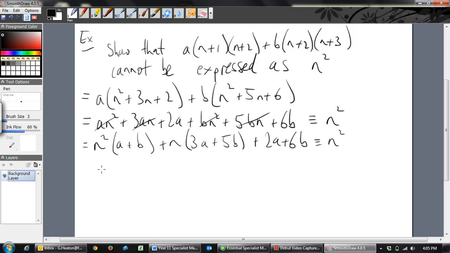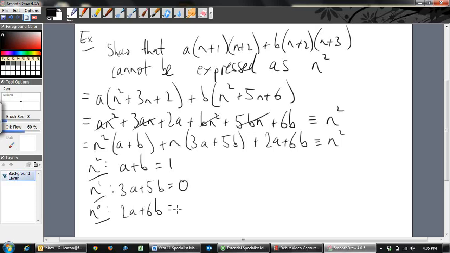Now we're sort of ready. Just to show you maybe a better way of setting it out, let's have a look at the n squared terms. We've got a plus b on the left hand side, and we've got 1 on this side. Let's have a look at the n terms. We've got 3a plus 5b on the left hand side, and we've got none on the right hand side. And lastly, our constants: we have 2a plus 6b equals, again, none on the right hand side. So I've got these three equations. Now if you put those into your calculator, or do it by hand, let's do it.